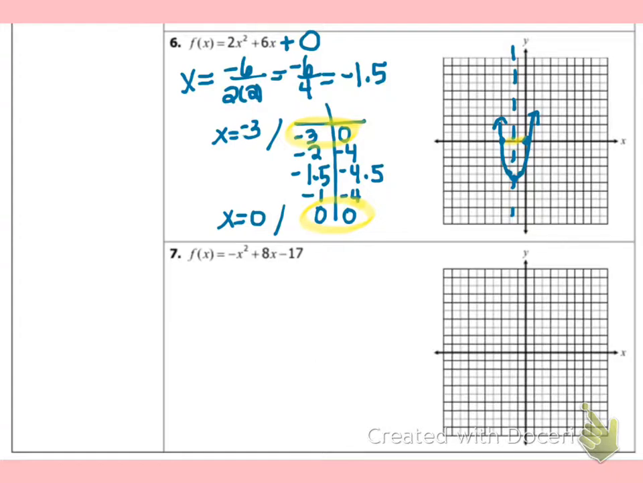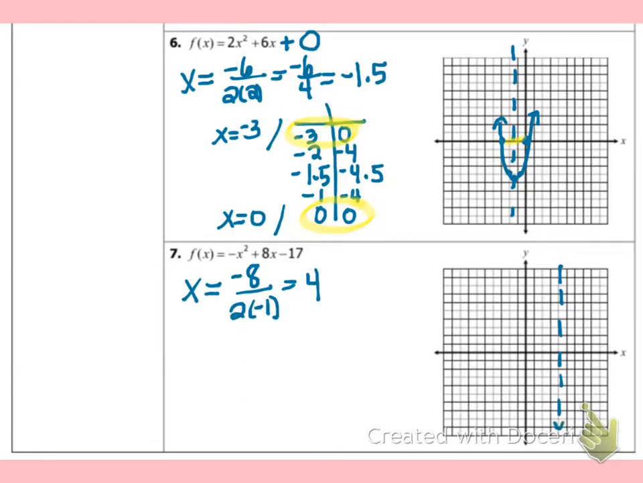Okay, and how about number 7? We always want to start off with our x of symmetry. x equals the opposite of b over 2a, so it's the opposite of 8 over 2 times negative 1. That means it's negative 8 divided by negative 2, which is positive 4. So my x of symmetry is at positive 4. Over here at 1, 2, 3, 4, this is 4.